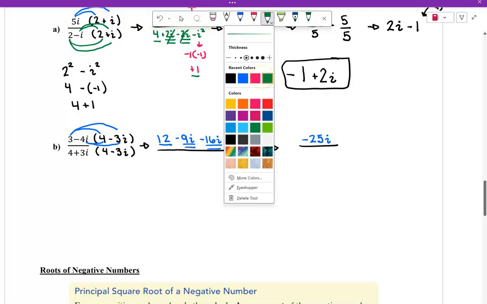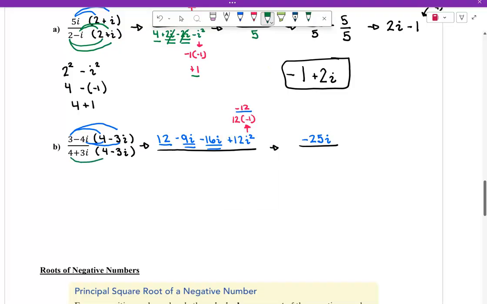Let's go look at the bottom. I am going to go ahead and multiply it out. 4 times 4 is 16. 4 times negative 3i is negative 12i. 3i times 4, positive 12i. 3i times negative 3i is negative 9i squared. But this right here is a negative 1 times the negative 9 changes the term to a positive 9. So 16 plus 9, 25. Negative 12 plus 12, they cancel like we wanted them to.